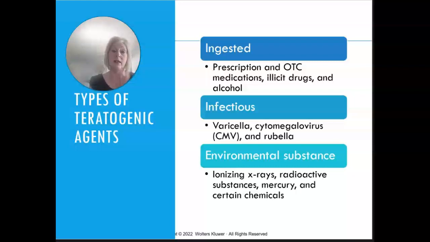And then we look at infections. So we know that varicella, we know that CMV, and we know that rubella can cause some major, major anomalies with our babies. If mom would contract varicella or rubella or CMV during that first 3 months, we know that those babies are going to be born with some type of congenital anomaly.